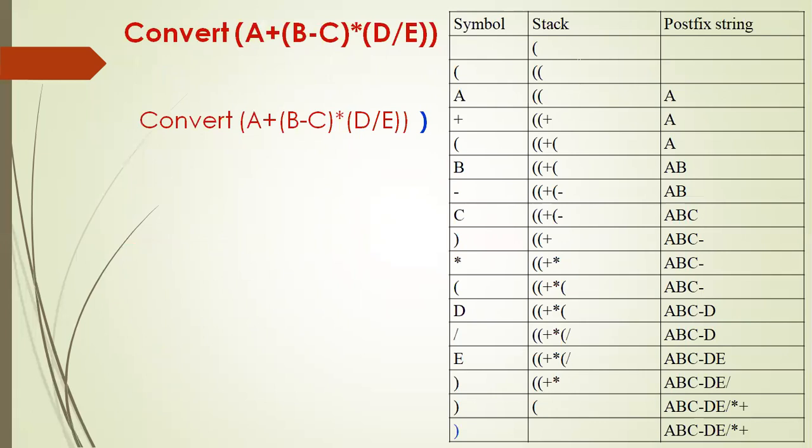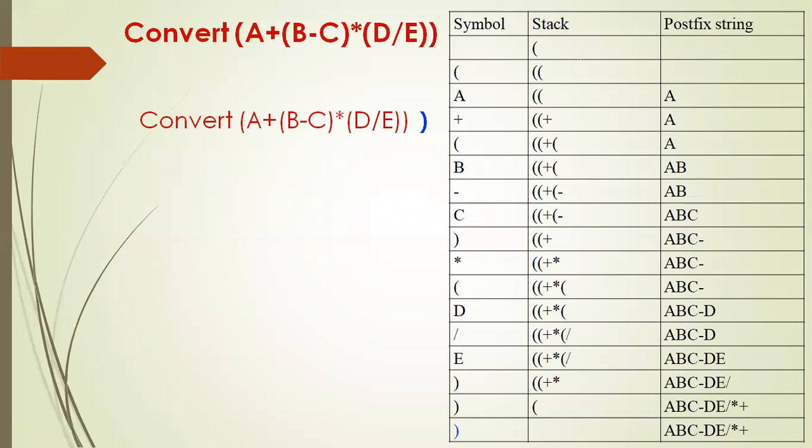Okay. Let us consider this example. The expression given is A plus B minus C star within the bracket D slash E close the bracket. Now, how many left parentheses are there? 1, 2, 3. And how many right parentheses are there? 1, 2, 3. So definitely it's a proper infix expression. So here the given expression is Q, and we want to get its equivalent postfix expression called P.